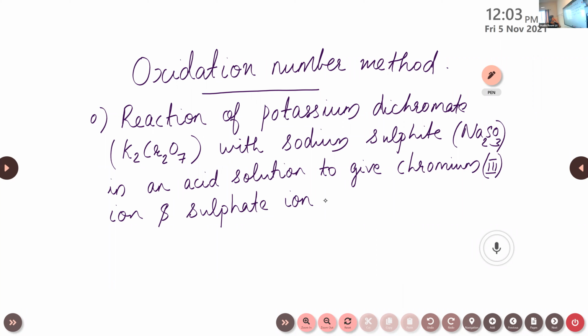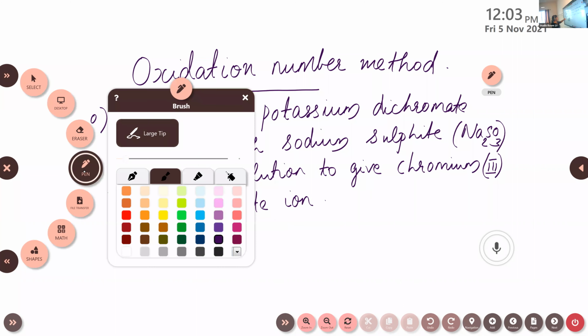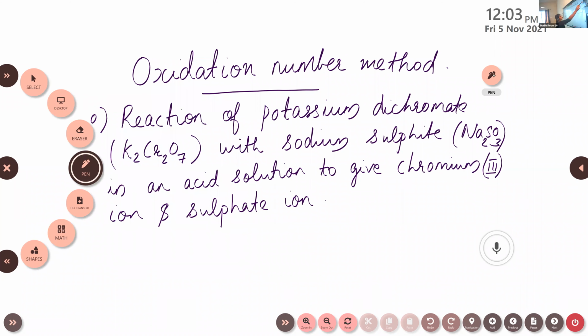So this is the question for you. Reaction of potassium dichromate K2Cr2O7 with sodium sulfite Na2SO3 in an acid solution to give chromium(III) ion and sulfate ion.